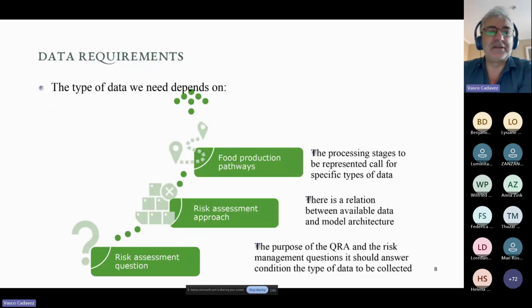Okay, so the data requirements: we need the data depending on the situation. If you want to model from farm to fork, we need all the information. If you want to model a specific part, then you need to collect data from this part, for example, for slicing. And of course, we start with the risk assessment question. So we have a question that you want to answer, and you need to collect data that is appropriate for this question. Then you can do this risk assessment approach.